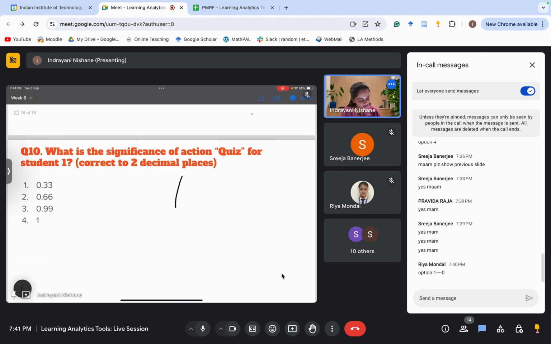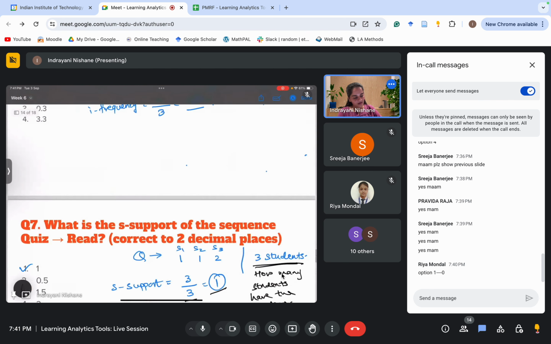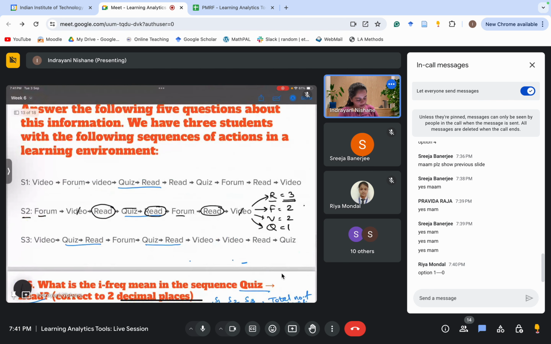So question 10, what is the significance of action quiz for student 1? Okay, for student 1, let us calculate for video, forum, quiz and read. How many times has video occurred? 1, 2, 3. How many times has forum occurred? 1, 2.